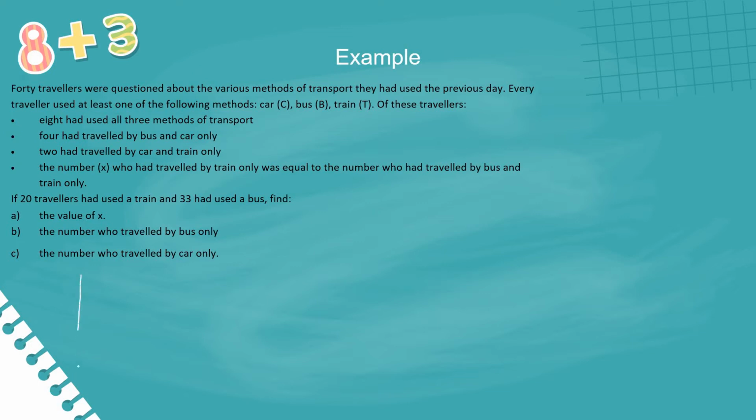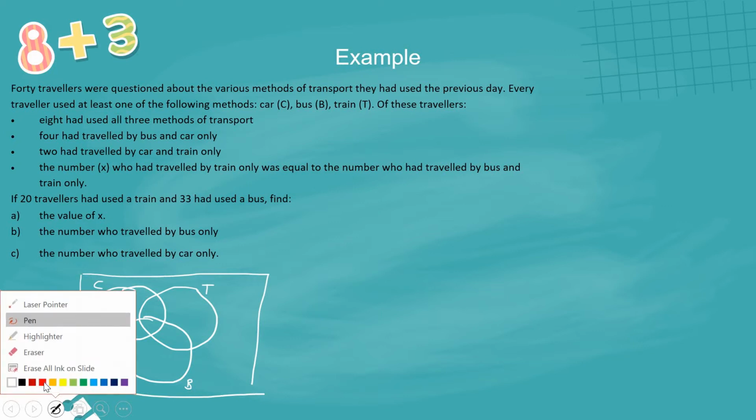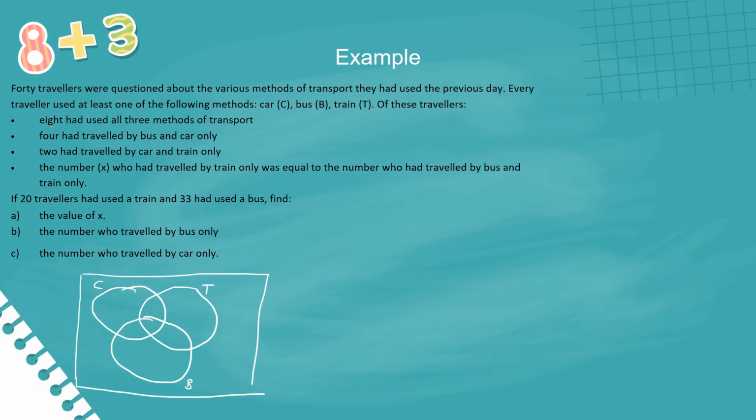So we start by putting together a Venn diagram. We've got our three options here. We're going to put our car, a bus, and a train. Excuse my wonky looking circles. I might write in a different colour so we can clearly read what's inside. We know 8 used all three methods of transport, so we put 8 in the centre. 4 travelled by bus and car only. So bus and car only is 4.